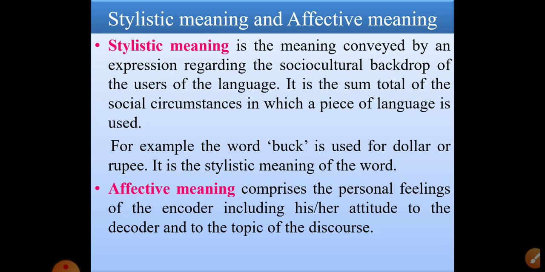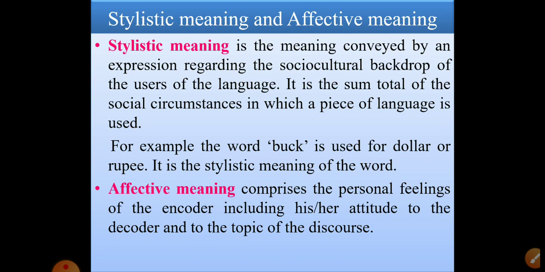Then affective meaning. Affective meaning comprises the personal feelings of the encoder, including his or her attitude to the decoder and to the topic of the discourse. Affective meaning is personal meaning. Personal experiences are sent to the decoder by the encoder.